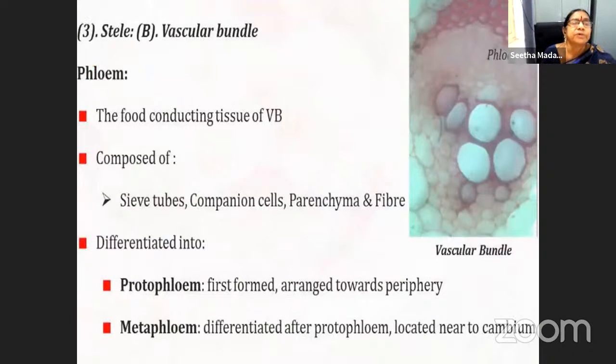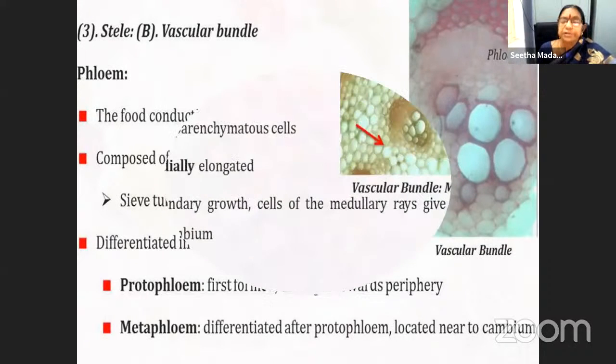Then, in the vascular bundle, the next part is phloem. Phloem is the food conducting tissue of the vascular bundle. It is composed of sieve tubes, companion cells, parenchyma, and fiber. Phloem is also differentiated into protophloem and metaphloem. Protophloem is the first formed and arranged towards the periphery, and metaphloem is differentiated after protophloem, located towards the cambium.